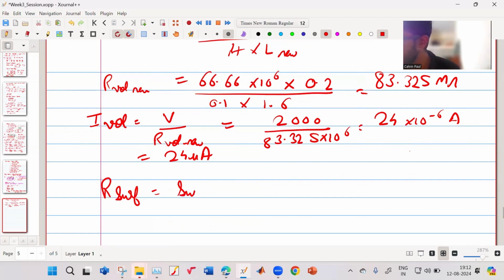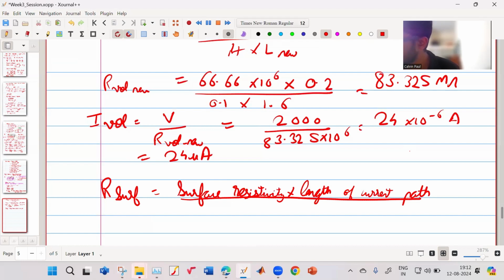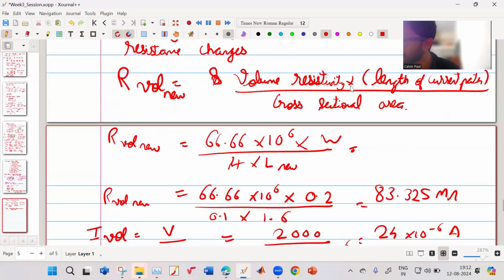Now what about my surface resistance? That is my surface resistivity into the length of the current path divided by the periphery length. Okay. So my surface resistivity we found to be 1000 mega ohm. No, it was 5000 mega ohm. 5000 mega ohm.